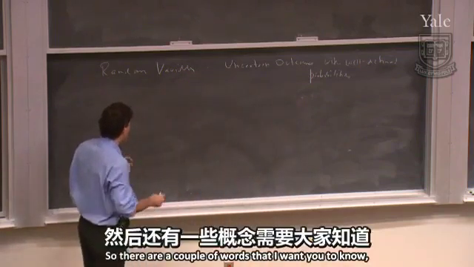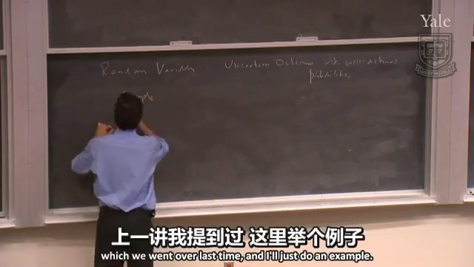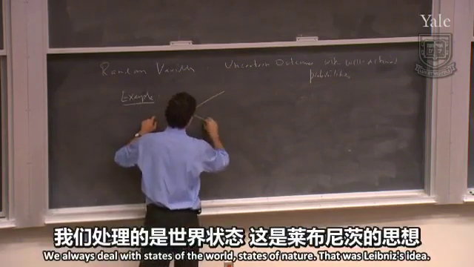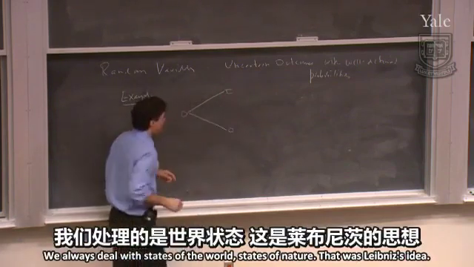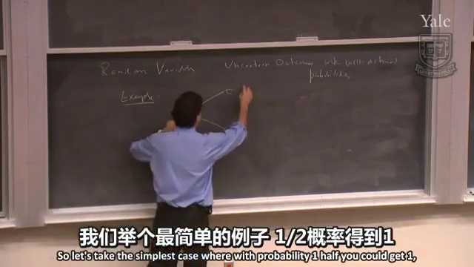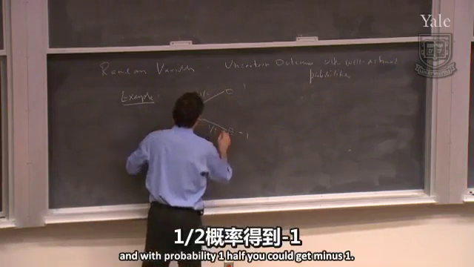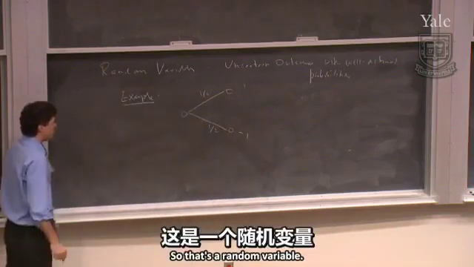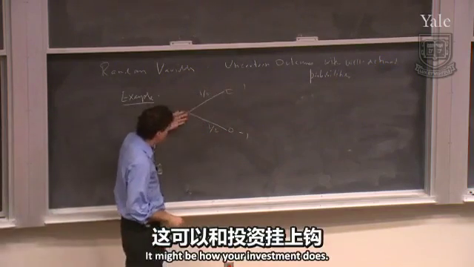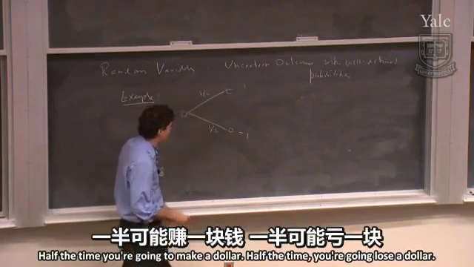So there are a couple of words that I want you to know, which we went over last time, but I'll just do an example. So suppose we always deal with states of the world. Okay, states of nature, that was Leibniz's idea. So let's take the simplest case where with probability of half you could get 1, and with probability of half you could get -1. Okay, so that's a random variable. It might be how your investment does. Half the time you're going to make $1, half the time you're going to lose $1.